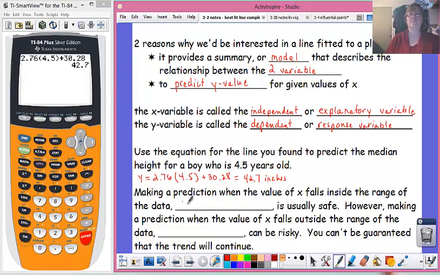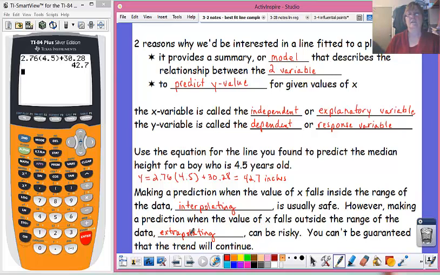All right, making a prediction like that when the x falls inside the range of data, and in our case that range was 2 to 7 years, that's called interpolating. That's generally a safe thing to do. However, if you're trying to make a prediction when your x value lies outside of the range of your data, that's called extrapolating. That can create some problems.